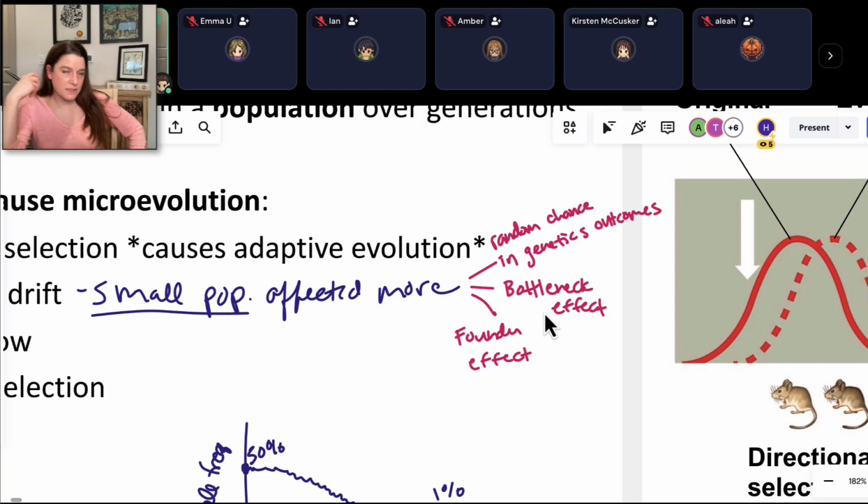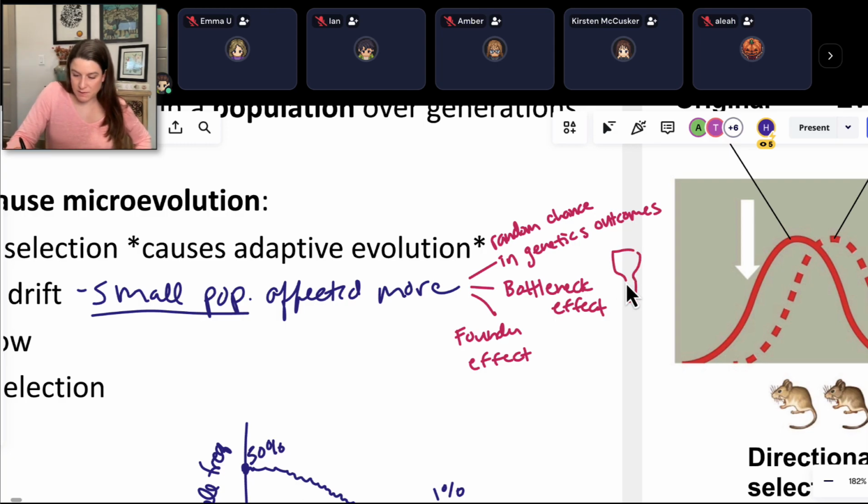The bottleneck effect is when you have a population that has a big death event and only some make it through. That's what the bottleneck is. Like if you think of a bottle and you have stuff inside of it, only some of it can make it through the bottleneck, right? Or like traffic, your traffic bottlenecks down to one lane. Only a few cars make it through at a time. And so if you have this catastrophe event, it bottlenecks, meaning only some individuals survive.